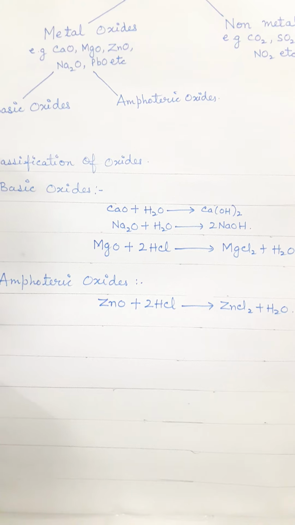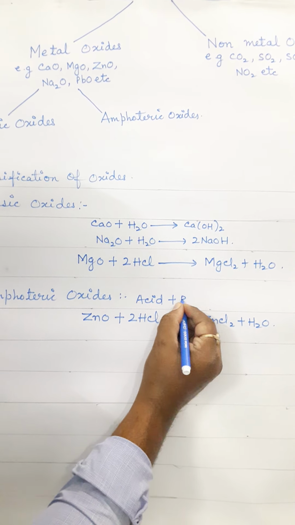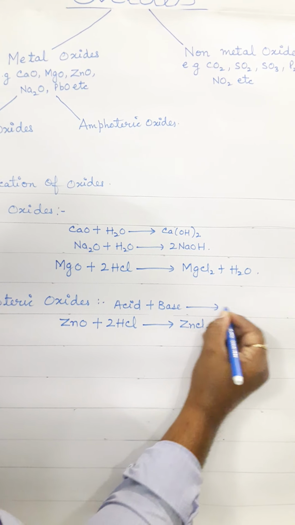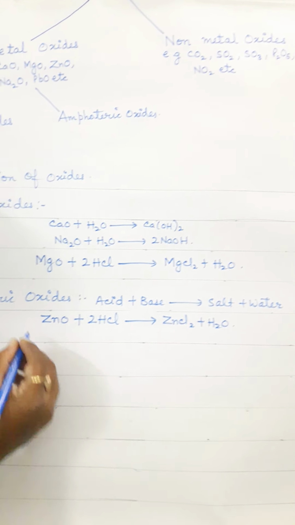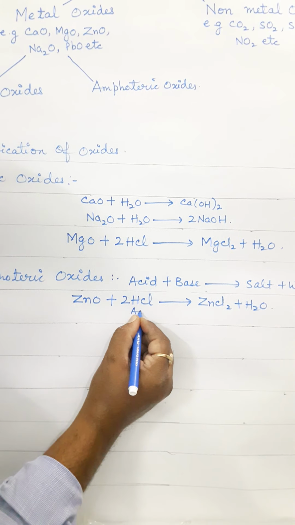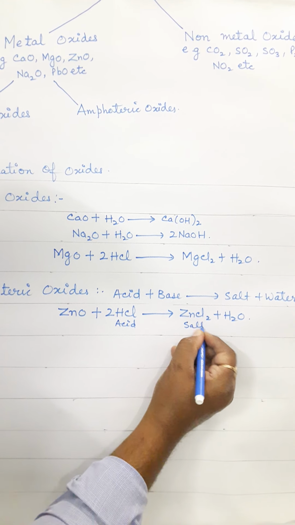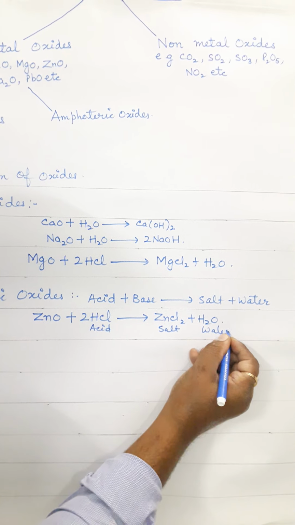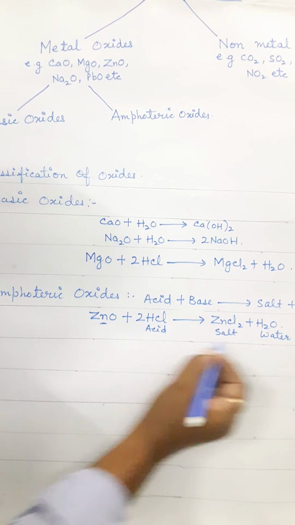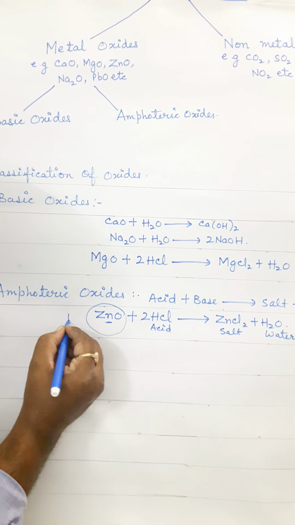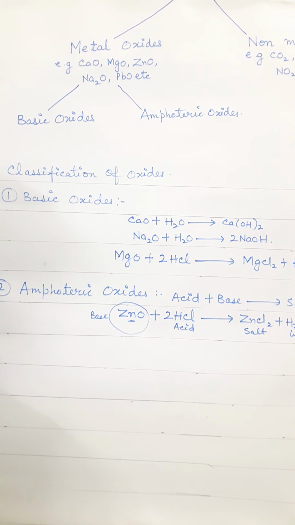Now there is a rule which you should remember, that whenever an acid reacts with a base, it forms salt and water only. Now here in this reaction, HCl is an acid, ZnCl2 is a salt, and H2O is water. And any compound which will react with acid to form salt and water has to be a base. So here in this reaction, ZnO is acting as a base. Let us see another reaction.